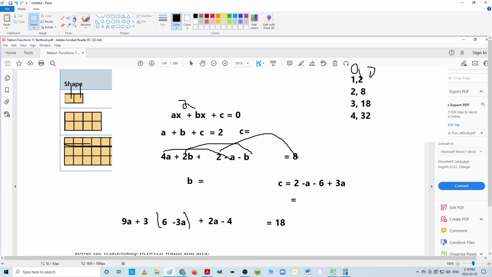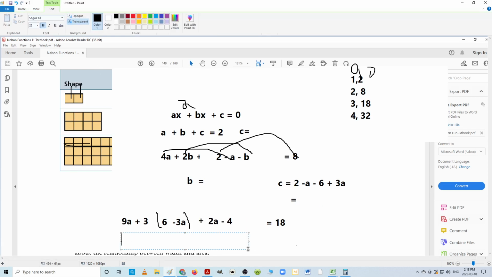When I expand this one over here, so I get 9a plus 18 minus 9a, just by coincidence, plus 2a minus 4. When I add the numbers here, I get that. When I get rid of all the a's, the a's I'm left with are here. These cancel out. When I put the 14 to the other side, I get 2a is equal to 4, which means a is equal to 2.